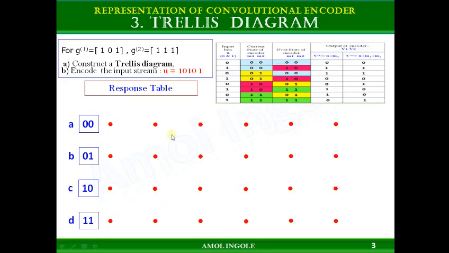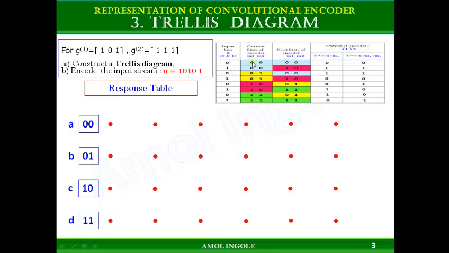Let's start with the 00 initial state. You are supposed to start with the 00 initial state. So here this is our 00 initial state from where you have to start. When the encoder is in the 00 state and 0 input is given, this will take you to the next state, which is again 00.